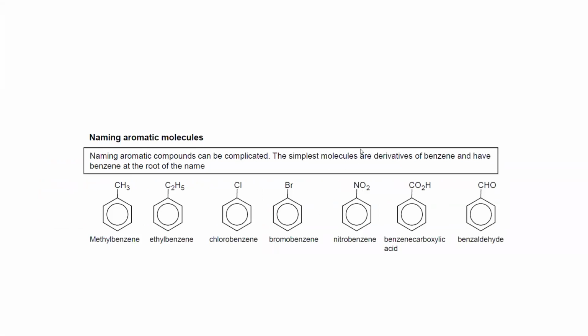Before the reaction, these are some common names we use for compounds containing a benzene ring. If a compound contains a methyl group and a benzene ring, we call it methylbenzene; then ethylbenzene, chlorobenzene, bromobenzene, nitrobenzene, benzene carboxylic acid, and benzaldehyde, named so because there is benzene and an aldehyde group. These are some common names we use for benzene compounds.